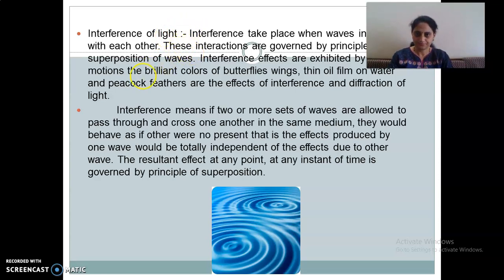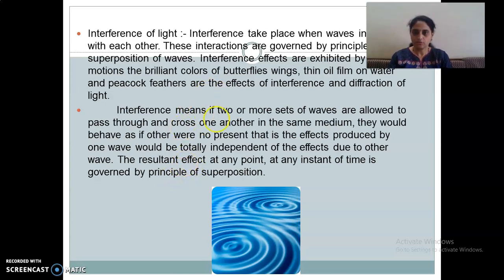Interference means if two or more waves are allowed to pass through and cross one another in the same medium, they would behave as if the others were not present. That is, the effect produced by one wave would be totally independent of the effect due to the other wave. The resultant effect at any point, at any instant of time, is governed by the principle of superposition.